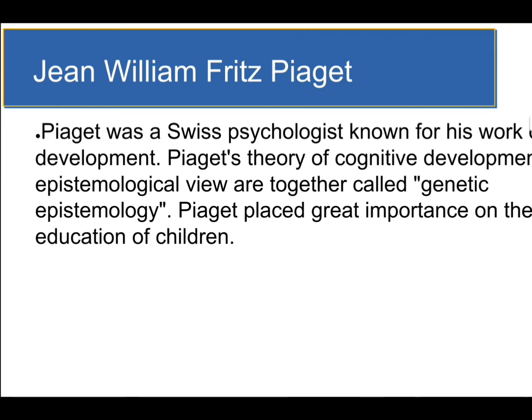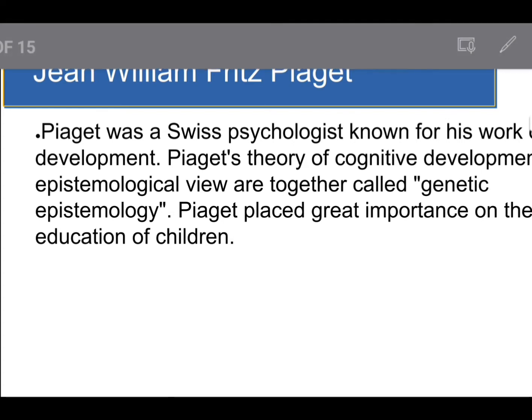Piaget was a Swiss psychologist known for his work on child development. Piaget's theory of cognitive development and epistemological view are together called genetic epistemology. Piaget placed great importance on the education of children.